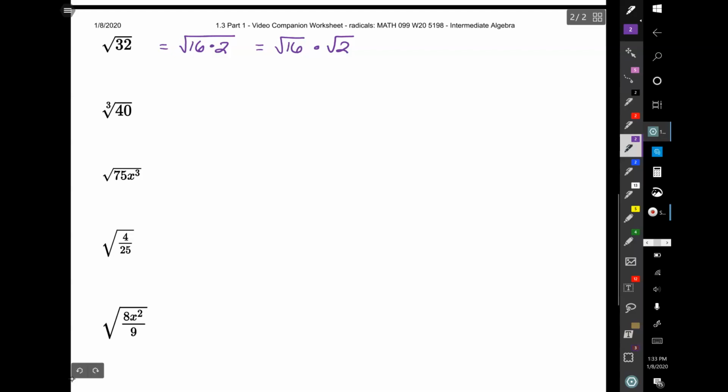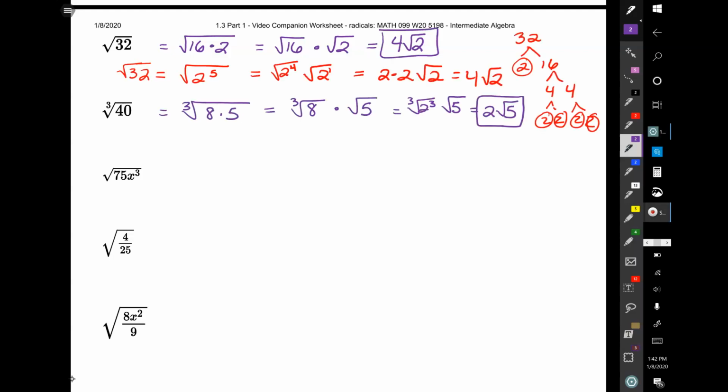So here I have square root of 16 times 2 equals square root of 16 times square root of 2. I've used my property. Now I'm going to take this square root of 16, and that comes out to 4, and I'm left with square root of 2 under the radical sign.